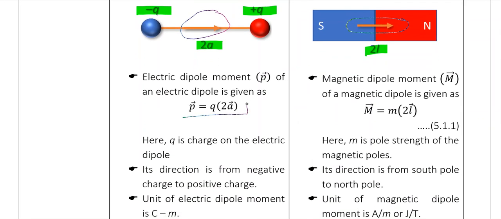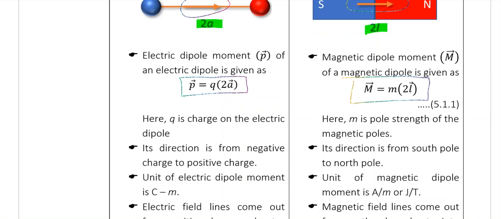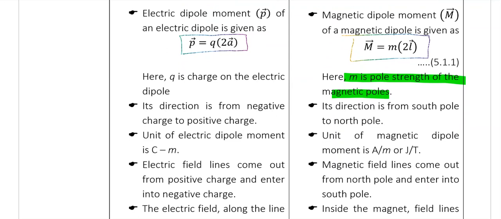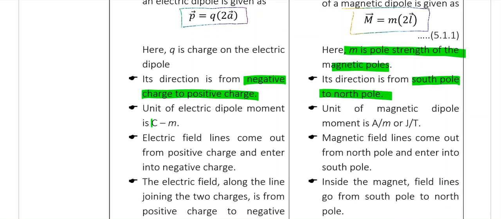As mentioned earlier, this is electric dipole moment P. Here is magnetic dipole moment capital M. And what is small m here? It is pole strength. The direction of electric dipole moment is from negative charge to positive charge. Direction of magnetic dipole moment is from south pole to north pole. Electric dipole moment is expressed in coulomb meter, whereas for magnetic dipole moment you have two units, ampere meter square or joule per Tesla.